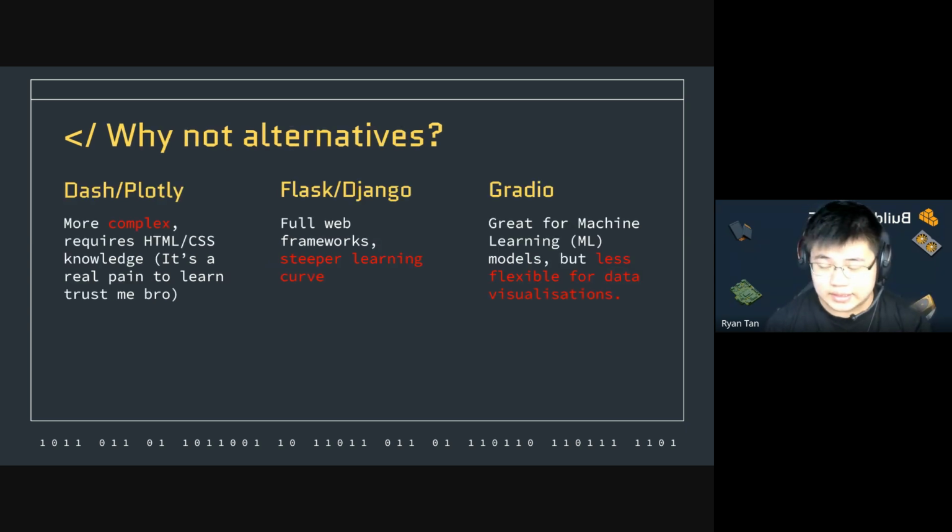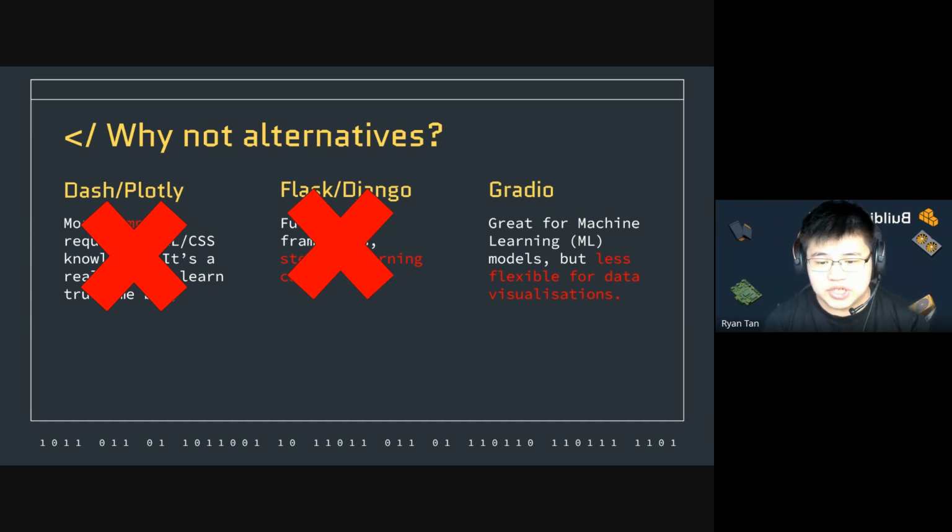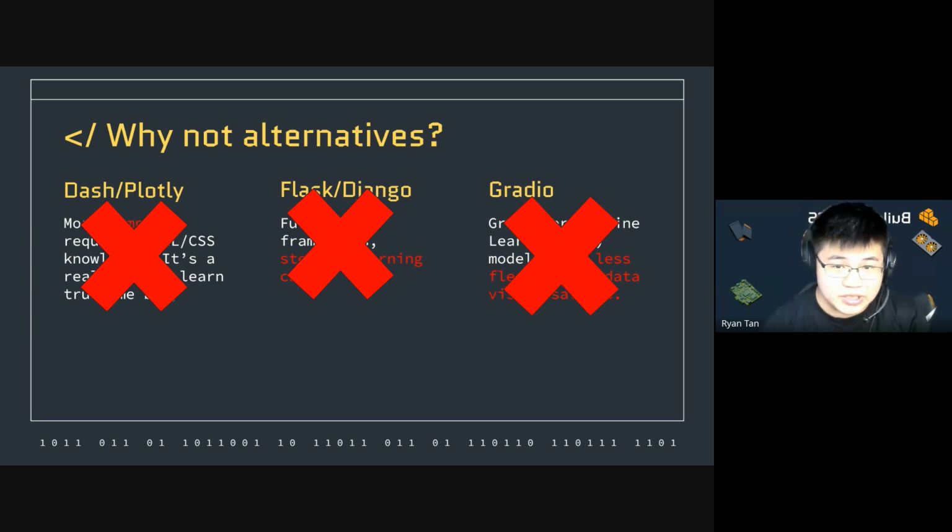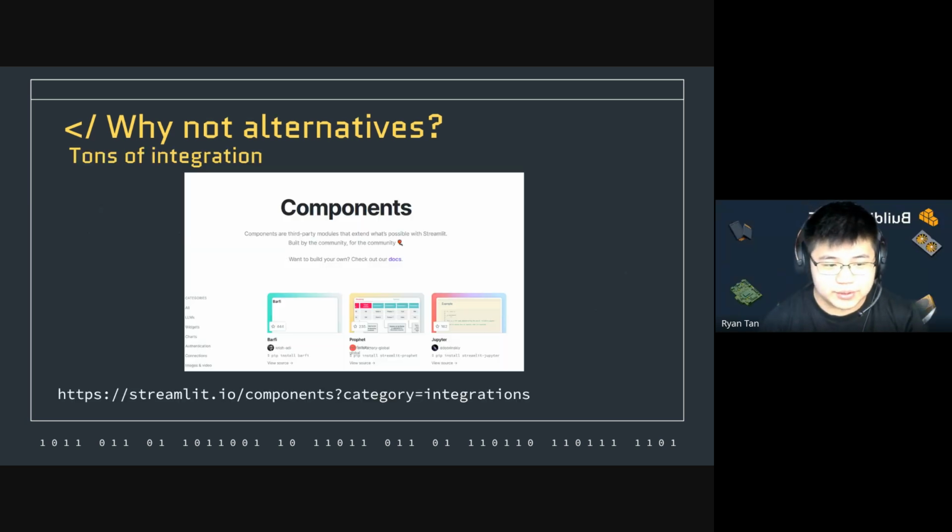Now, you may be asking yourself again, why not just use alternatives like Dash or Flask or Gradio? Well, Dash is more complex and requires HTML or CSS knowledge. Trust me, it's very hard to learn those. Flask is a full web framework, so it has a steeper learning curve. And lastly, Gradio is great for machine learning models, but less flexible for data visualization. Therefore, Streamlit is the best. Also, Streamlit comes with a lot of integrations. Like there's an entire web page just for integrations. So that's why we're using Streamlit.